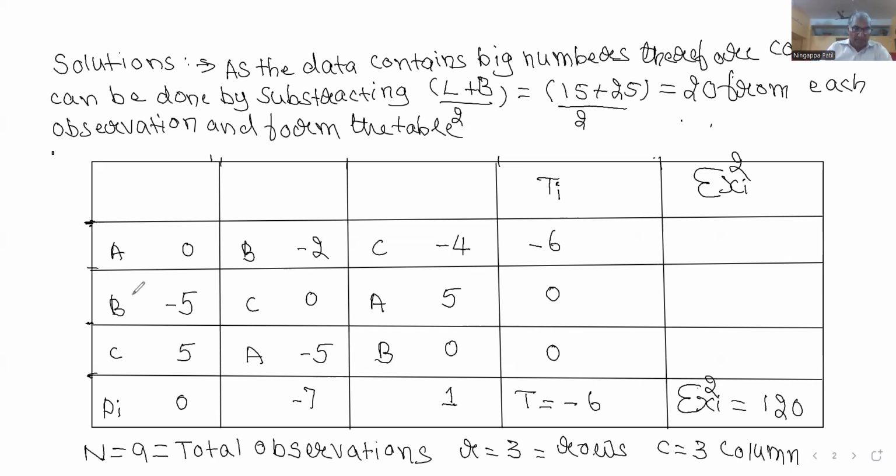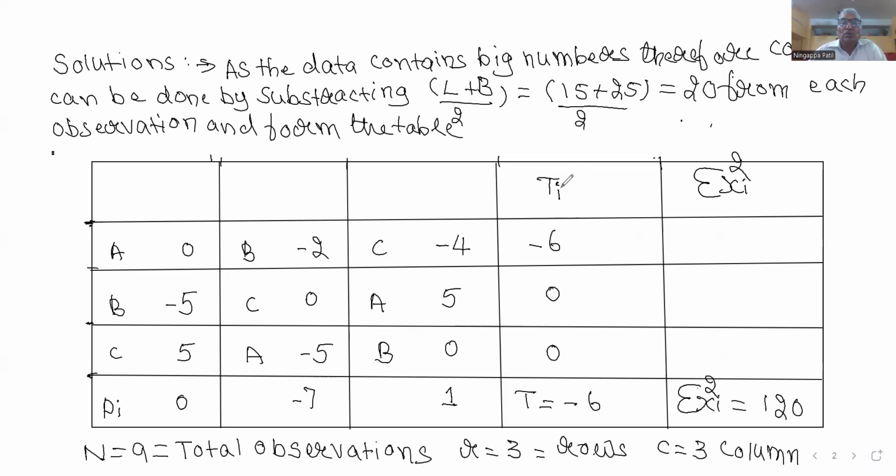I have formed the table here. A: 20 minus 20 is 0, and similarly B is minus 2, C is minus 4, meaning I have subtracted 20 from each observation. And B minus 5, C 0, A 5, and C 5, A minus 5, B 0. Now, look here, this is the given data. I have formed the table.